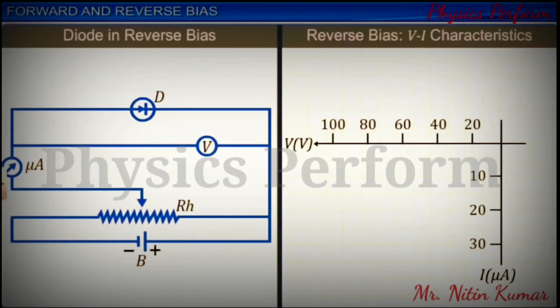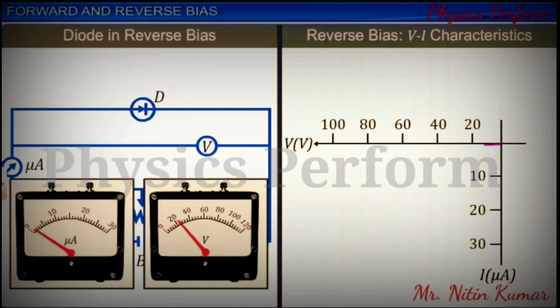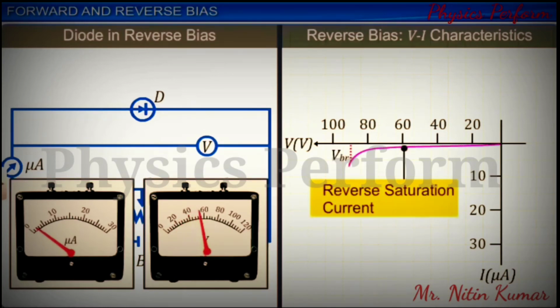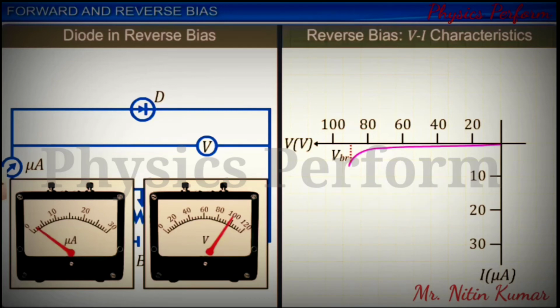The graph showing the variation of current versus potential difference for a reverse biased diode is called its VI characteristics for reverse bias. Under reverse bias, the net current, called the reverse saturation current, does not vary much with increasing applied voltage, and is almost constant for small reverse bias voltages, until the applied voltage to the diode becomes equal to a certain voltage, VBR, known as breakdown voltage or cut-in voltage.